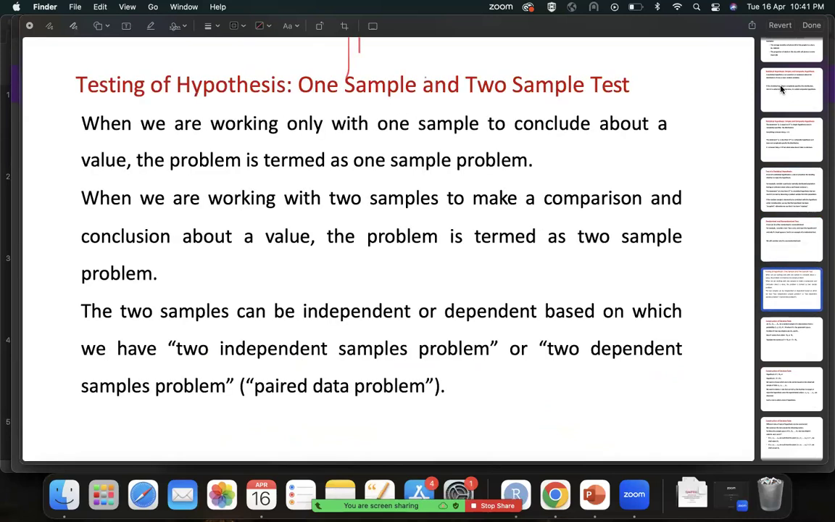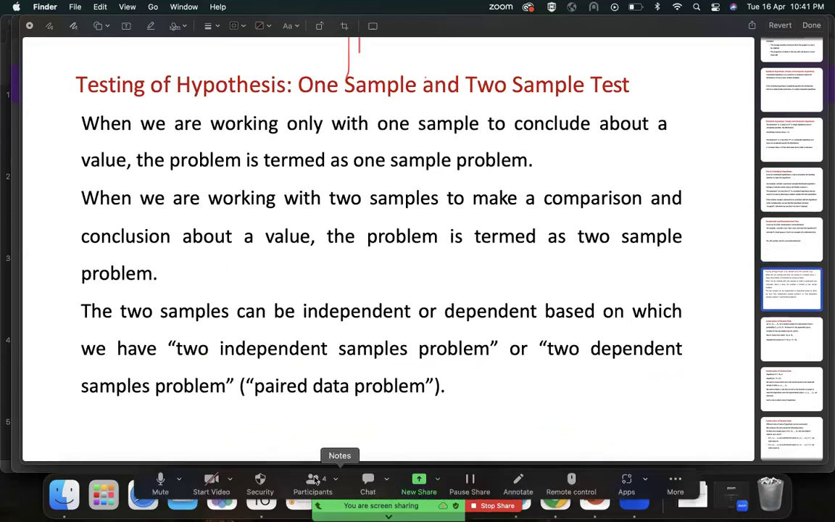Hypothesis testing can be either one sample hypothesis testing or two sample hypothesis testing. And in two sample hypothesis testing, you can have either dependent samples or independent samples.